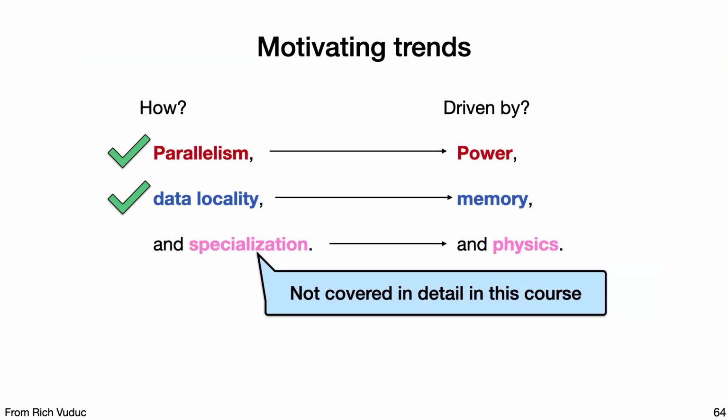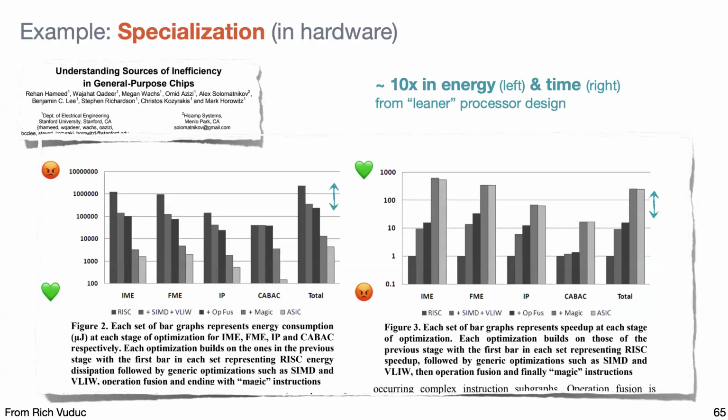Yeah, and the last one that I want to talk about really briefly is specialization, which is not going to be covered in detail, but I just want to talk about it briefly because nowadays you can't really talk about HPC without specialization. By specialization I mean hardware specialization, building specific chips for tasks.